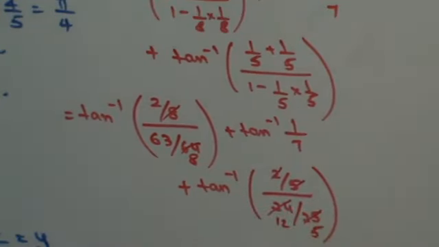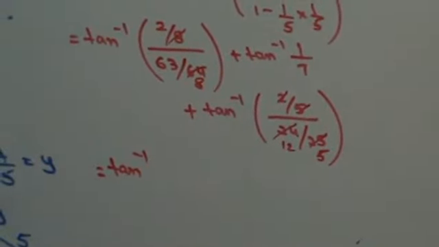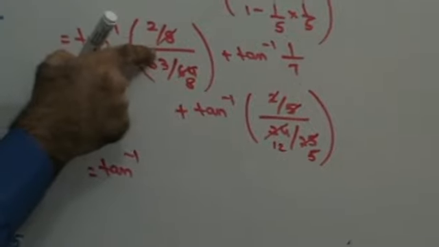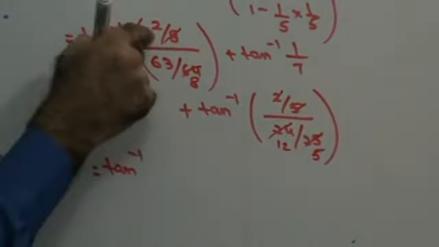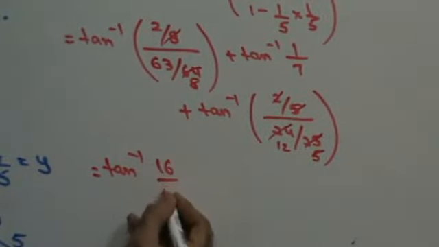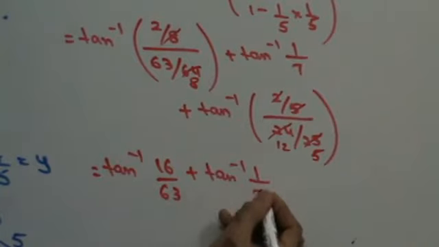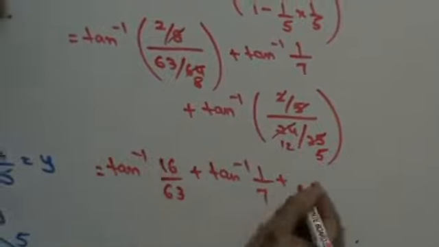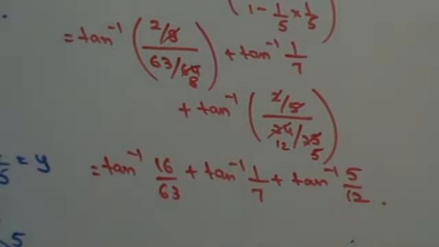Right? Now, this is going to be tan inverse. Denominator becomes numerator. So this 8 will be multiplied by 2. So this will be 16 by 63 plus tan inverse of 1 by 7 plus, denominator becomes numerator, tan inverse of 5 by 12. I need to apply the formula again.